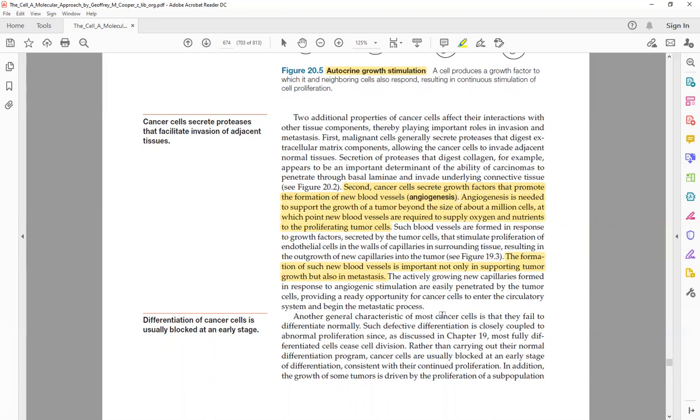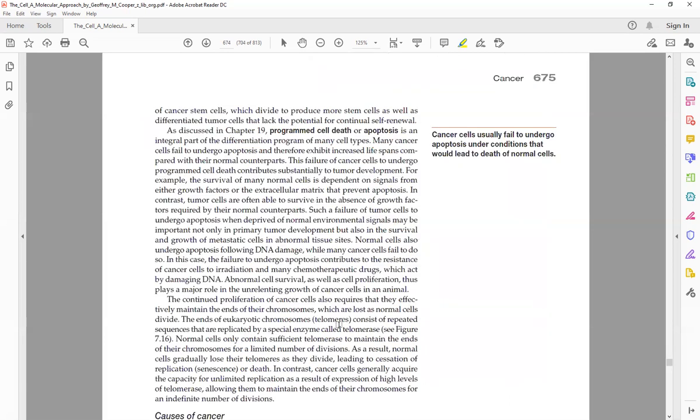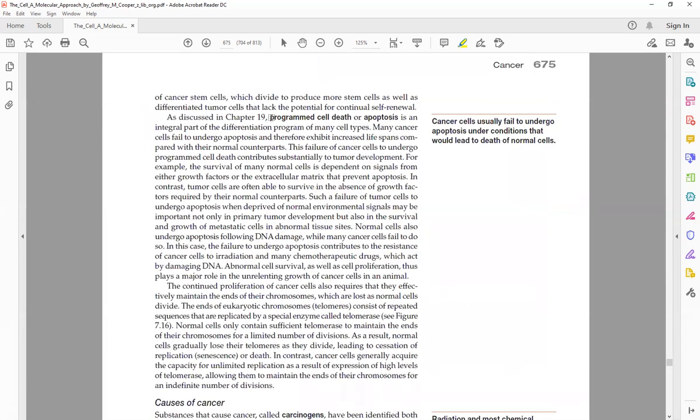All the general characteristics of most cancer cells is that they fail to undergo differentiation normally. That means they will not be able to differentiate properly into different types of cells. They will not undergo differentiation. The programmed cell death, or the process of apoptosis, is also absent in the case of cancer cells.